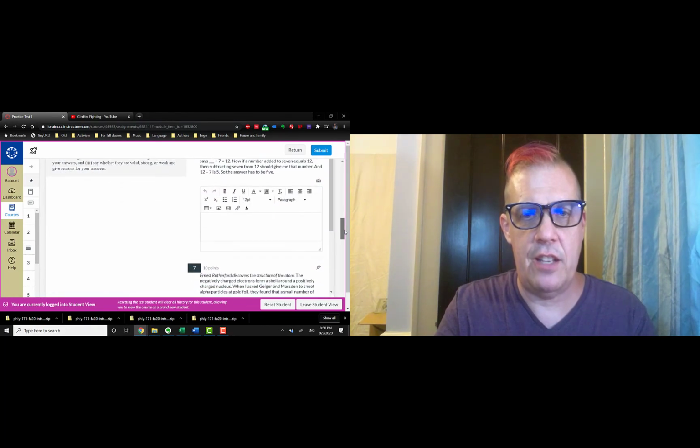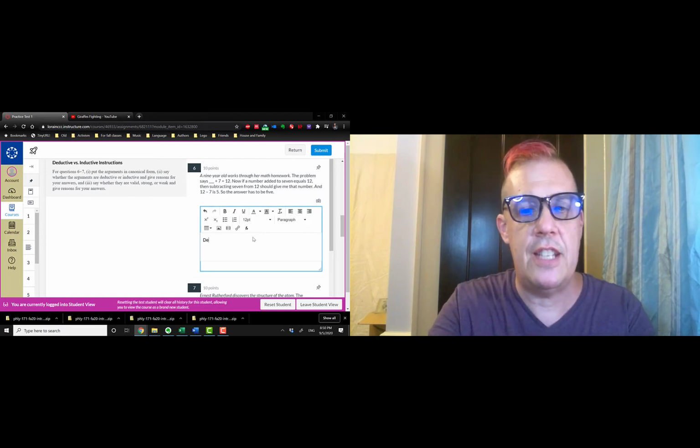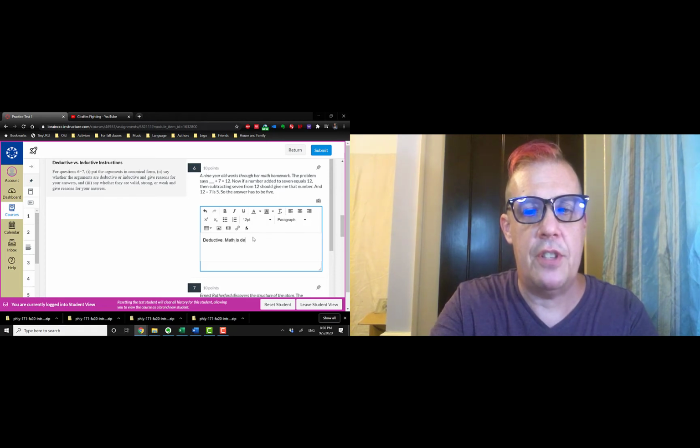The next set works the same way as the previous one. So for questions 6 and 7, you have to decide whether it's deductive or inductive. And again, the questions are linked to the instructions, so you use this inside slider. Number 6 is a question about math. So this is deductive. Math is deductive.